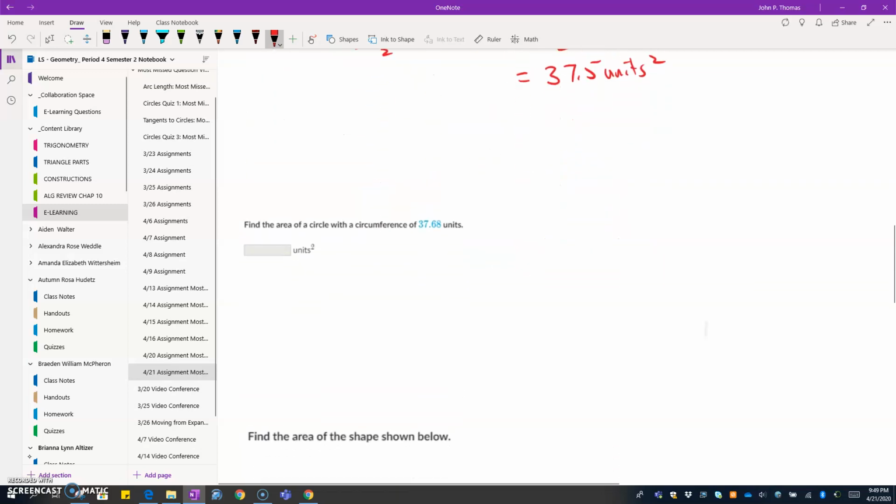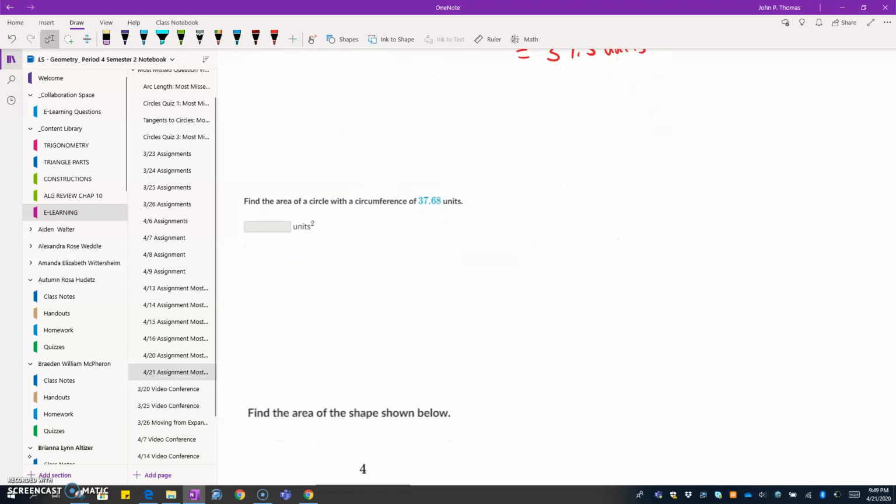All right, if I take a look at a couple of the quiz questions that cause people trouble, this first one said find the area of a circle with a circumference of 37.68. So 37.68 is the circumference, and we know circumference equals 2 pi r. So I'm going to divide 2 pi off each side, and I get r equals 37.68 divided by 2 pi.